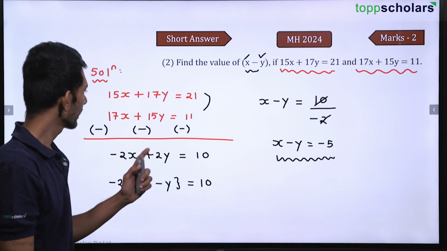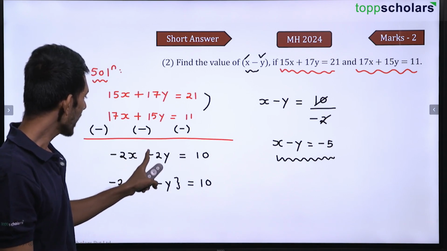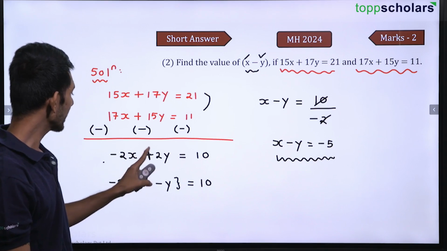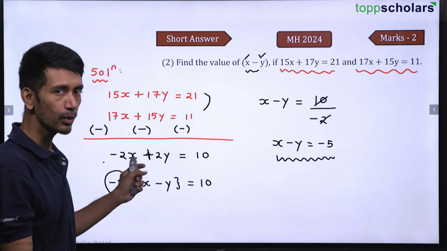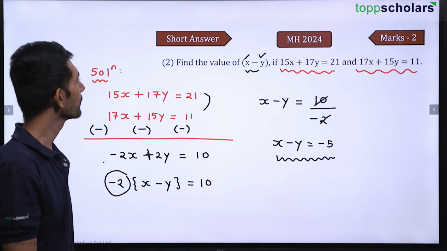Easy. So see, here we are getting y as positive and x as negative. That is why we have taken minus 2 outside. If we get y as negative and x as positive, we don't have to take the negative part outside, right?